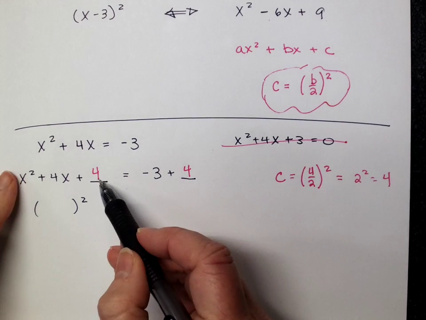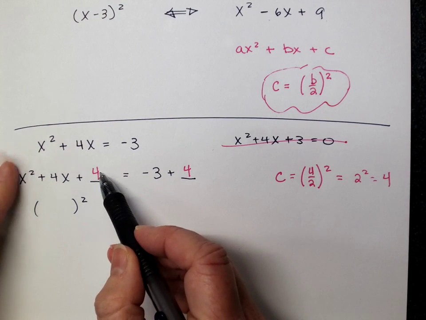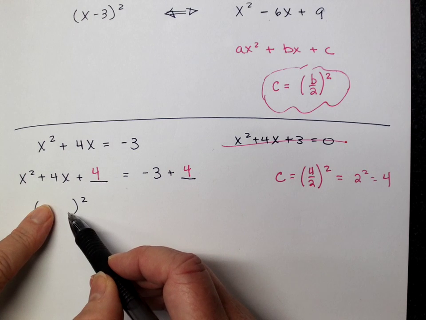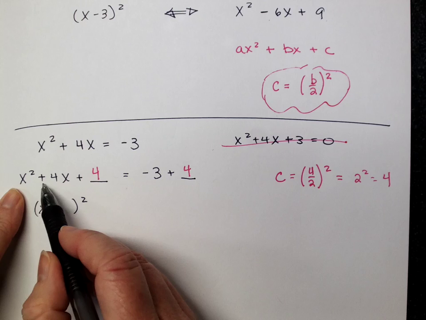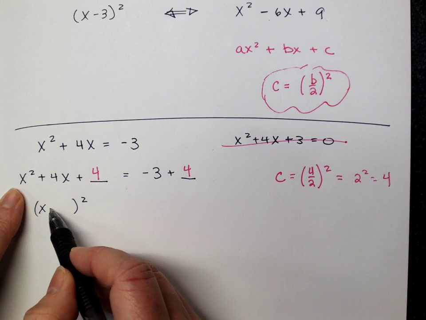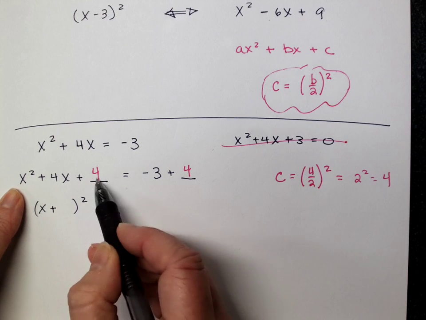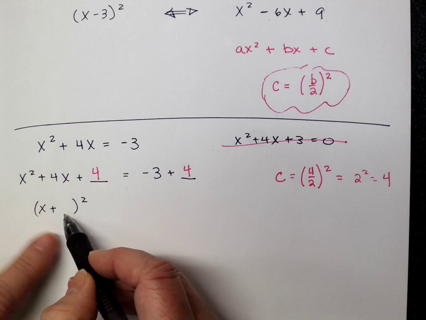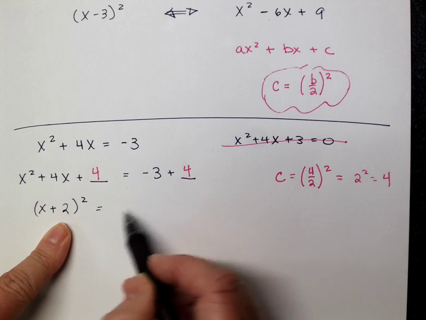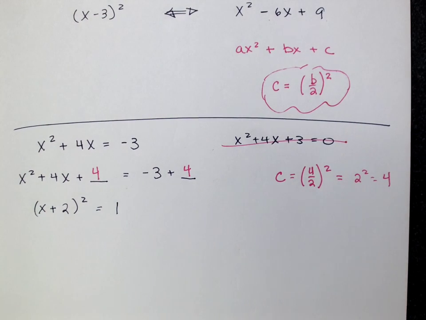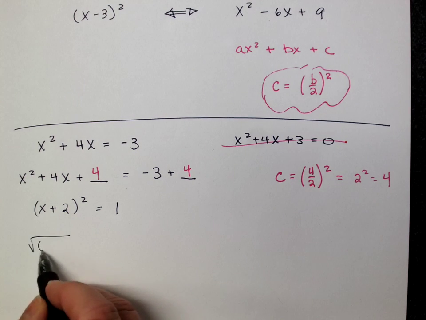And remember, your binomial squared is just your a and your b, your first term and your last term unsquared. Now, a is 1, so I'm going to have a naked x. And is it going to be plus or minus? Plus. And then, so I'm just unsquaring them both. So what goes here? 2. And that's equal to 1. And you know what to do with that now, right? Square root property.